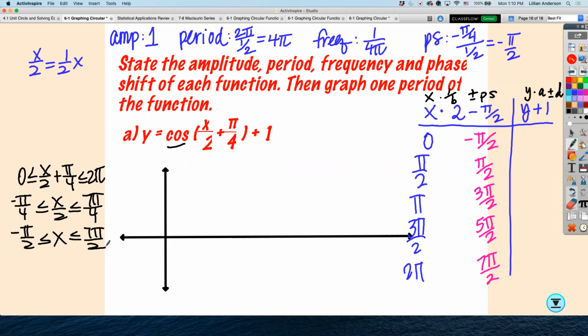Very good. Now my y values for cosine actually start how? With a 1. But since I add 1 to every single one of these, my answer is actually going to be 2, 1, 0, 1, 2. Y's are easy. It's the x's that I'm really more concerned about.